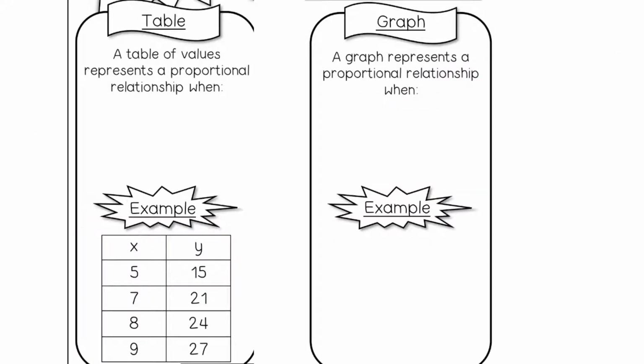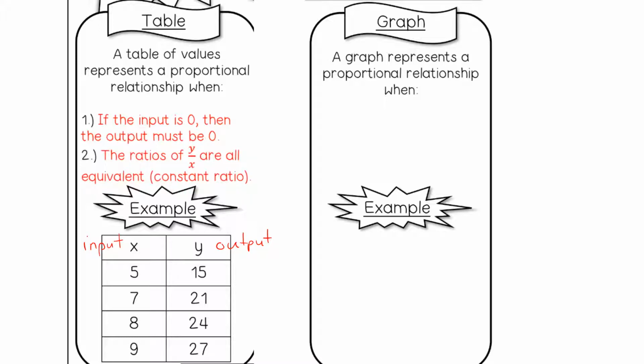So in a table on the left-hand side, tables have values that represent a proportional relationship when the input is 0 and the output is also 0. Remember, the x is the input, I-N-P-U-T, and the y is always the output. Okay, so the input has to be 0 and the output also has to be 0. And the ratio of y over x is always the same, which makes a constant ratio.